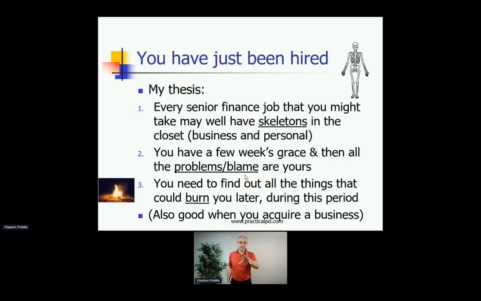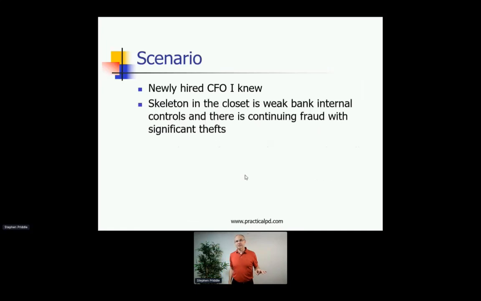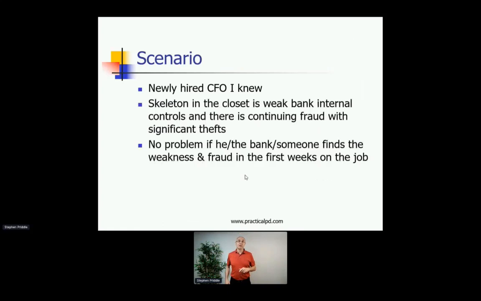So let me give you a vivid, clear example. It was a newly hired CFO I knew, and the skeleton in the closet in this business was weak bank internal controls, and there's a continuing fraud with significant thefts. Okay, so let's think about that for a minute. If this new CFO finds the fraud and weaknesses in the first few weeks in the job, no big deal. I inherited the skeleton, no big deal. But it's a huge problem if he doesn't.